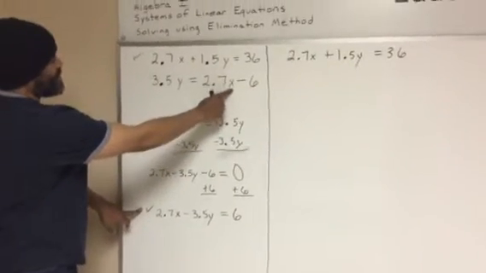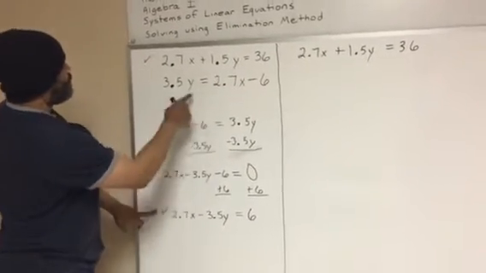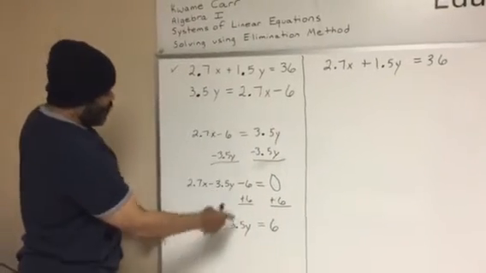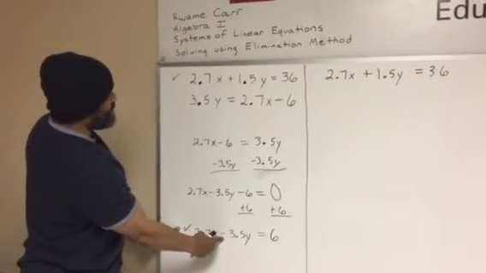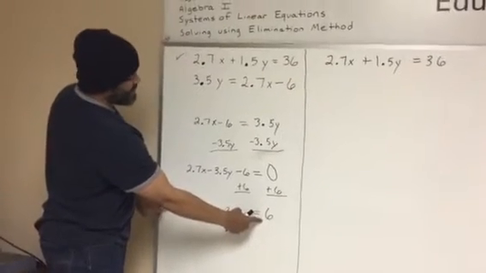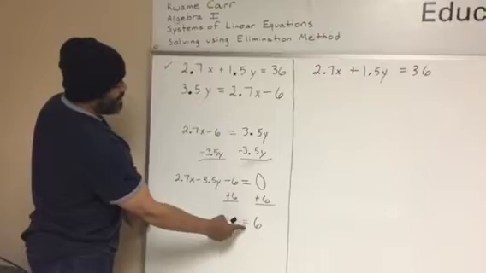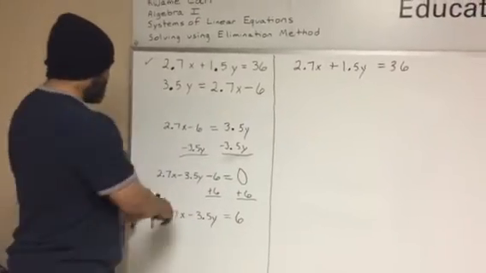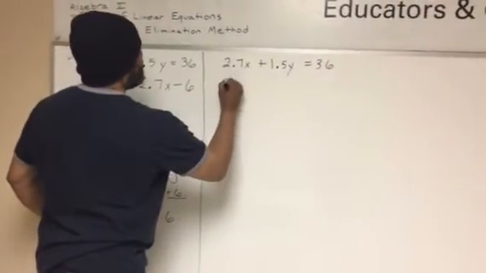The 2 7/10 x is right here. The 3 5/10 y is here. It became negative because it switched sides. And then my 6 is here. It became positive because it switched sides. And my equal sign remains. So I'm going to take this and I'm going to write it under here.